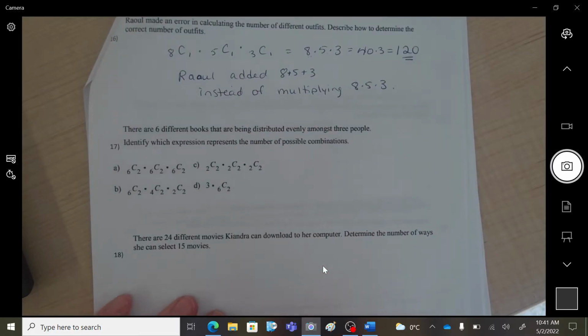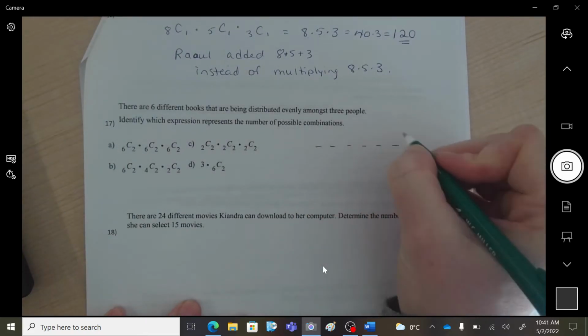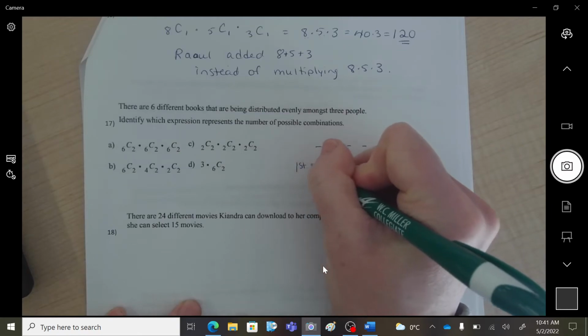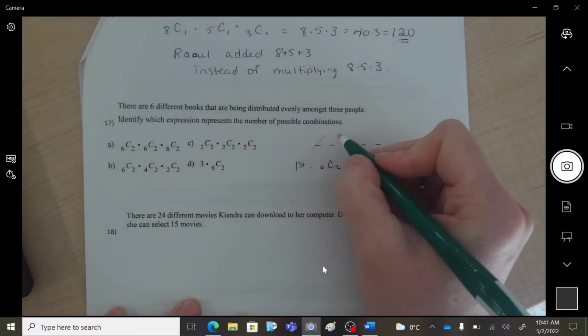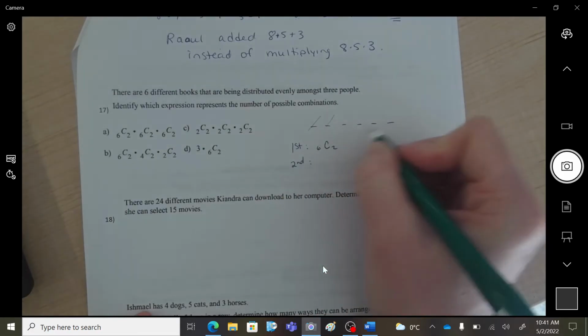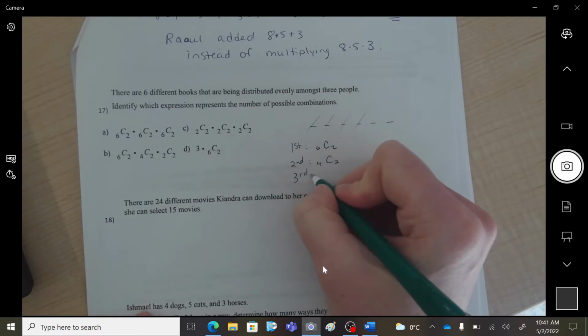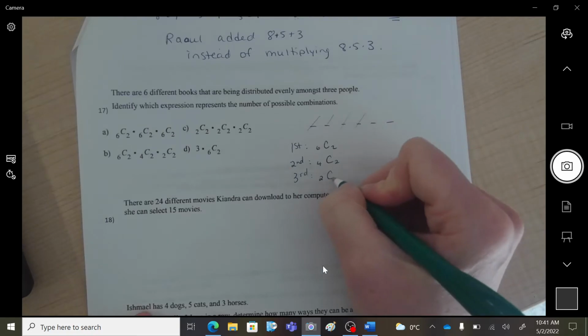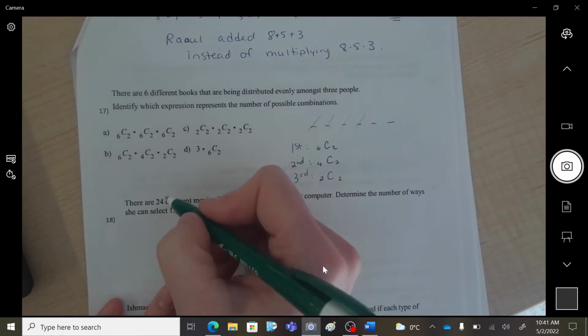There are 6 different books being distributed amongst 3 people. Identify which expression is showing us what we could do. So 6 books. The first person is going to have 6 options to choose 2. So then those are gone. Second person now only has 4 options that they would have to pick from. And then the third person would have 2 options and only have those 2 to pick from. So that would be answer B.